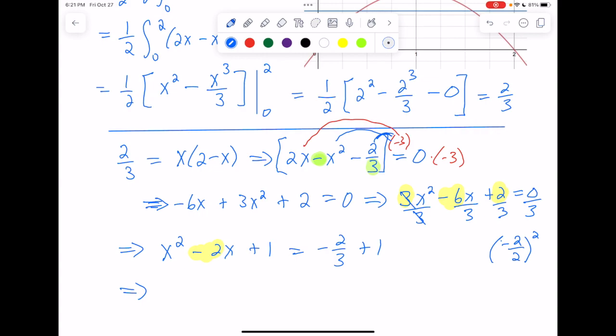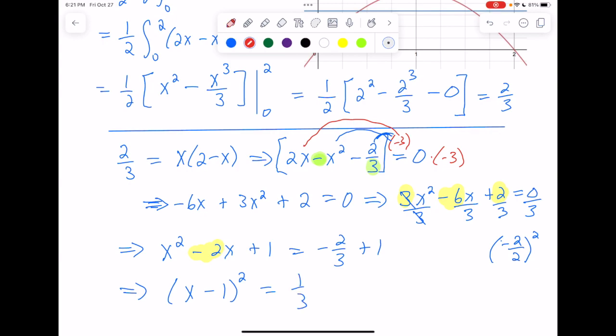And if you factor it, you'll see that's true. What are two numbers that multiply to 1 and add up to negative 2? Negative 1 and negative 1. So the left side is x minus 1 twice, or x minus 1 squared. And on the other side, I think we just have 1/3.